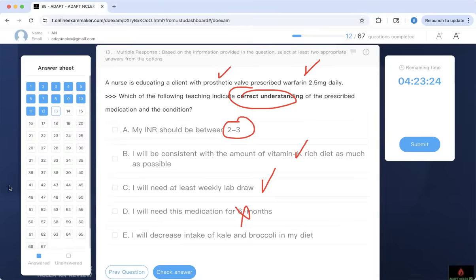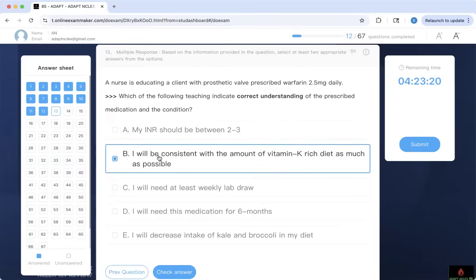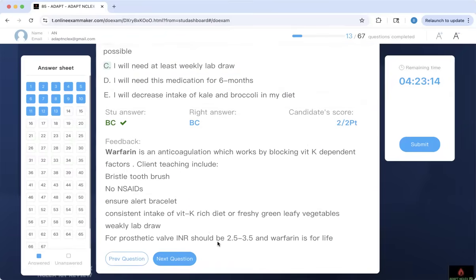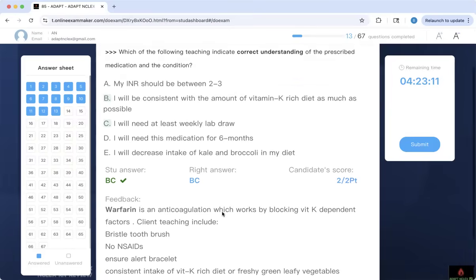Therefore, don't do that. And therefore, what are our answers? Our teaching, we're going to do this, and then we're going to have a lab draw. And that's the explanation for that. So B and C are your right answer.